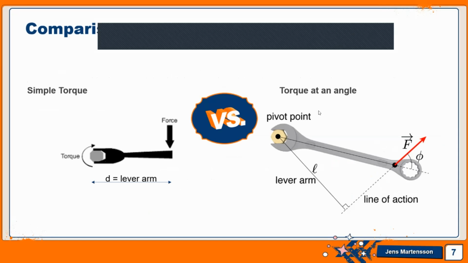So we're going to have two kinds of torque to apply. Simple torque, which is the one that I'm going to show you in this moment, and torque at an angle that I'm going to explain next week, okay? In this case, the simple torque, you can see the lever arm from, in this case, the nut to where the force has been applied. And the torque or rotation, as you can see, has this direction.